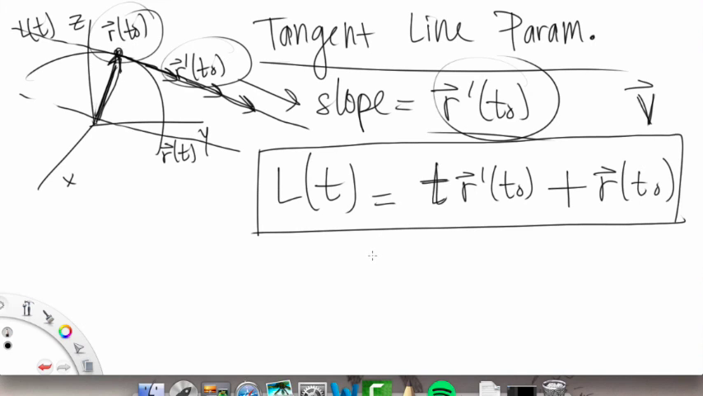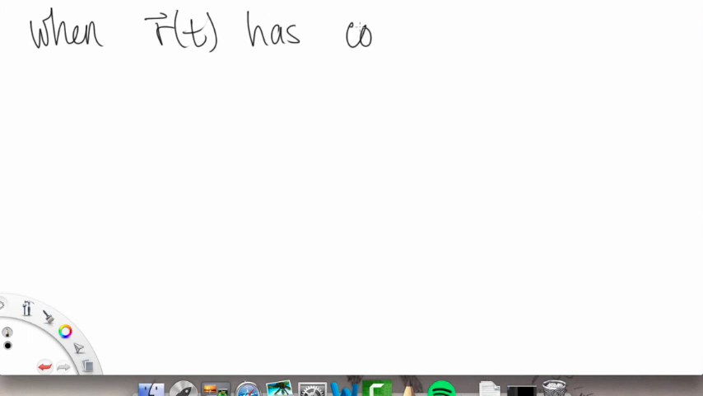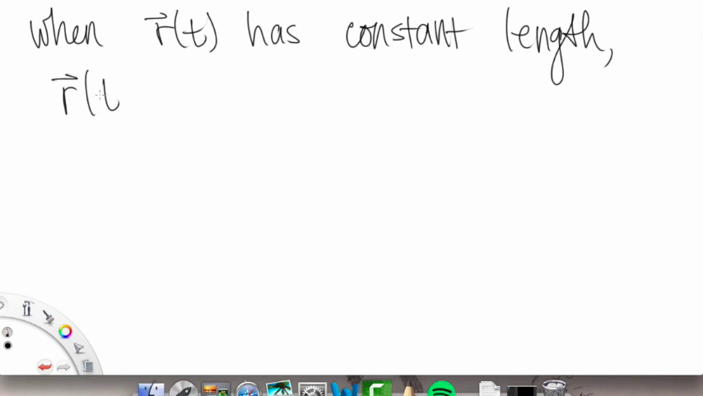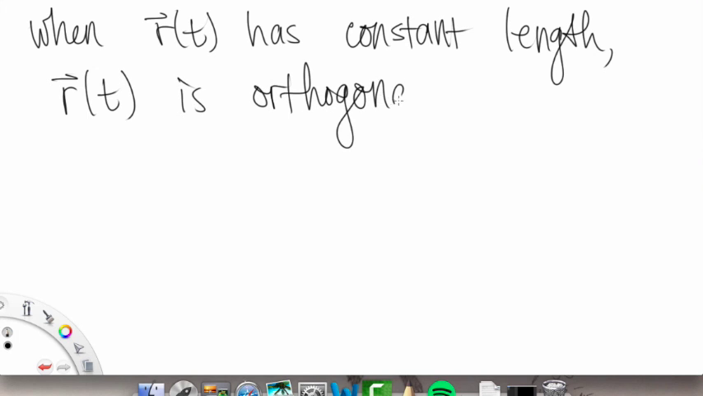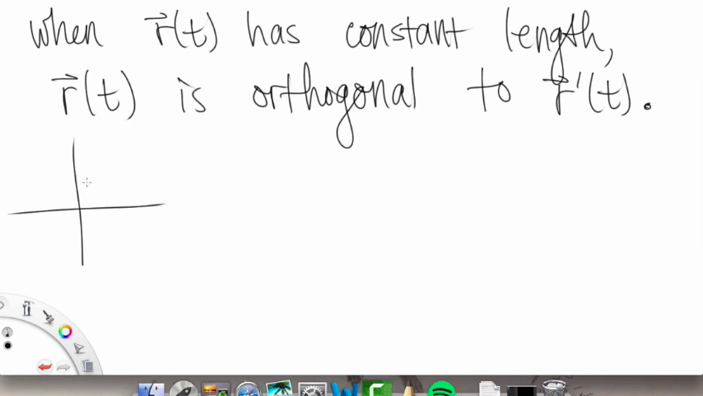Okay, so another thing to note is that when r of t has constant length, so this is a different topic, okay? So when it has constant length, that means that r of t is orthogonal, so that means perpendicular, right? Orthogonal to r prime of t, okay? So here's an example of this. Let's say r of t has constant length. So what does that mean?